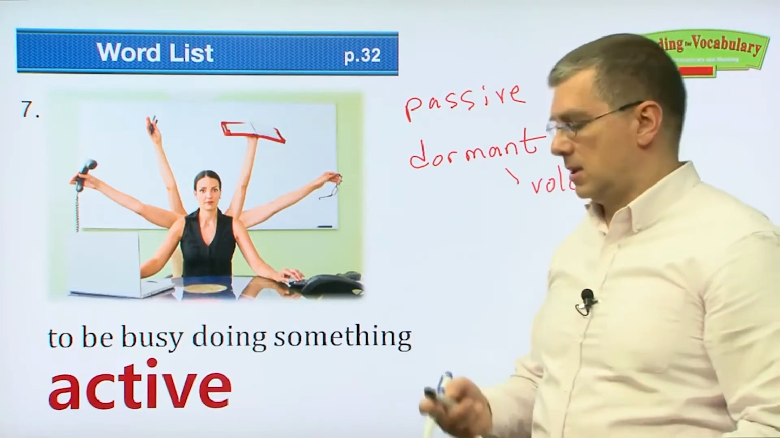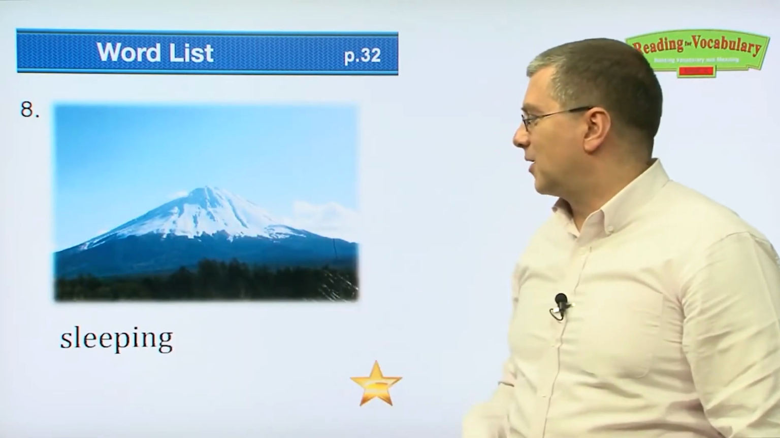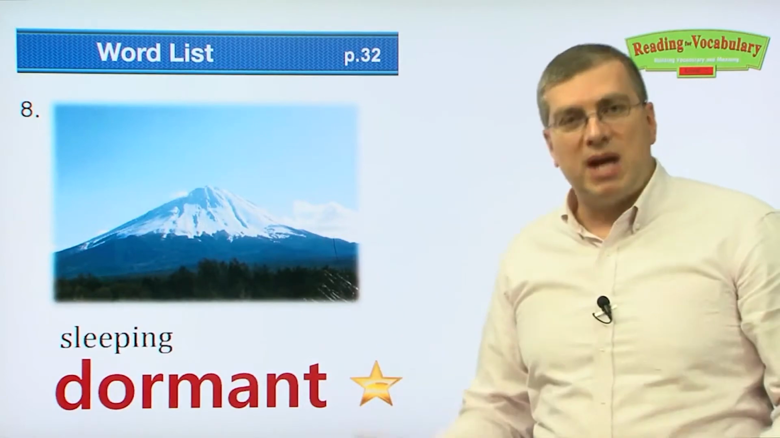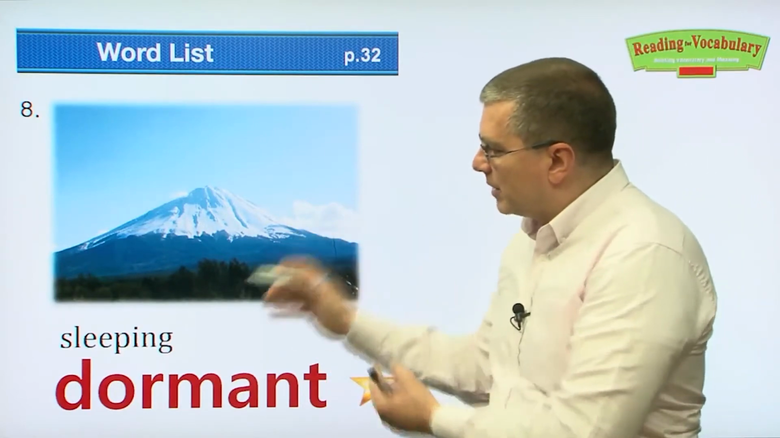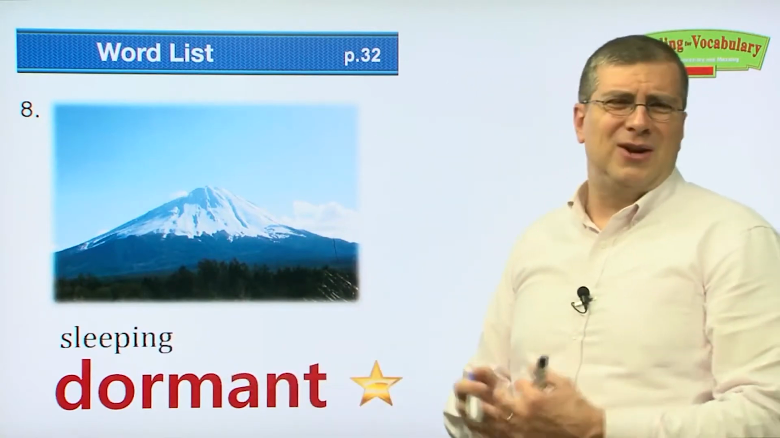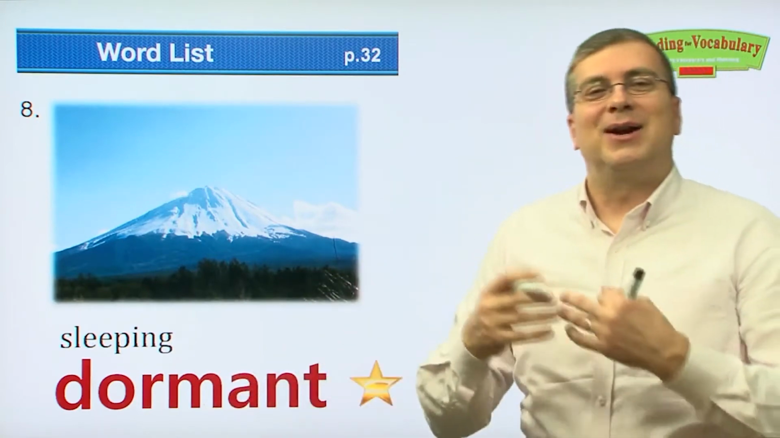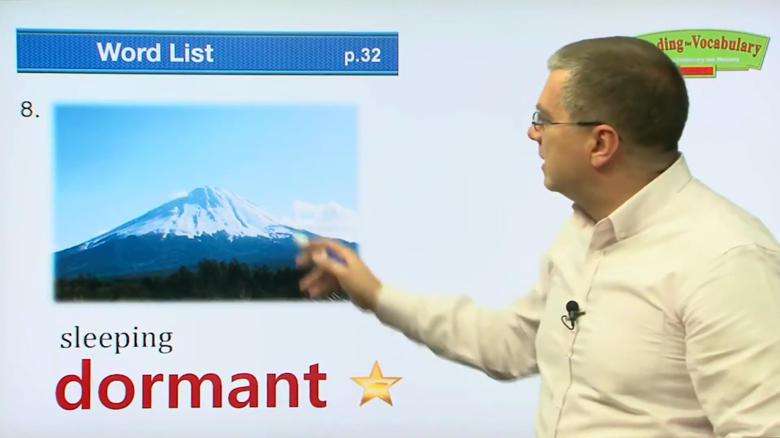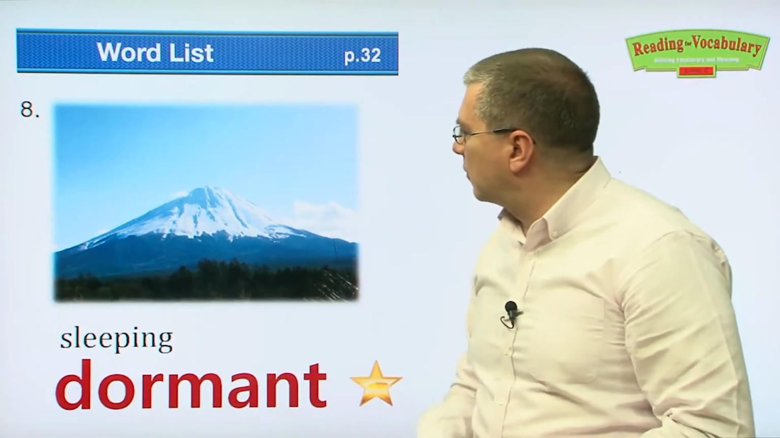Okay, let's move on. Number 8, sleeping. Now this is our word here, dormant, that I just taught you, right? We say people are passive, but we say volcanoes are dormant. And it says sleeping here. So, volcanoes aren't really awake, right? They're not really sleeping. They're either active or they're dormant, okay? Of course, in this picture, this volcano has been dormant. It looks like it's been dormant for a long time.